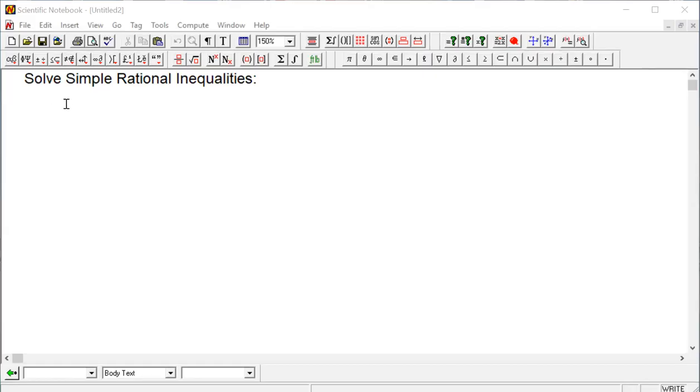Hello, in this lesson, we're going to continue to talk about solving more inequalities. And this time we're going to solve simple rational inequalities. What I mean by simple rational inequalities are examples like this. You see that in your homework. Example number 1, for example: we're going to solve for x.